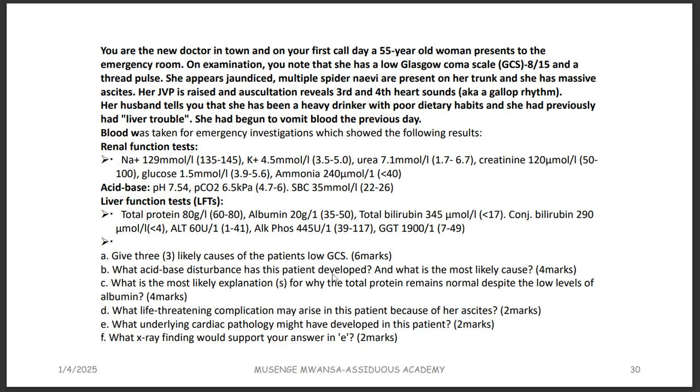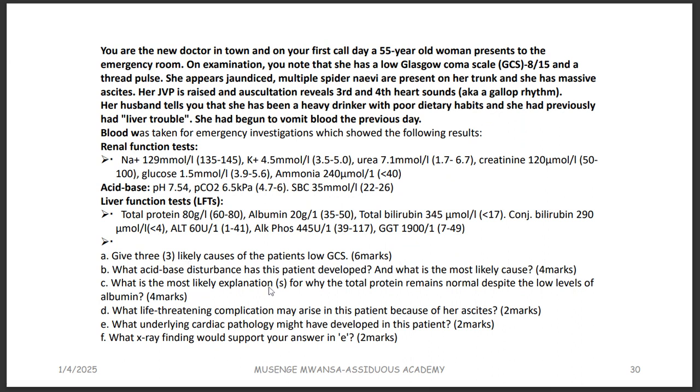And what is the most likely cause? There are different things that can cause metabolic alkalosis, but for this question specifically, they've told us that there is actually vomiting happening. So when someone is vomiting, they are losing hydrogen, and the loss of hydrogen means that you are going to be remaining overall with a lot of base. So that is going to be it. So vomiting, you can see where is the vomiting: she had begun to vomit blood the previous day. So that vomiting can lead to the loss of hydrogen.